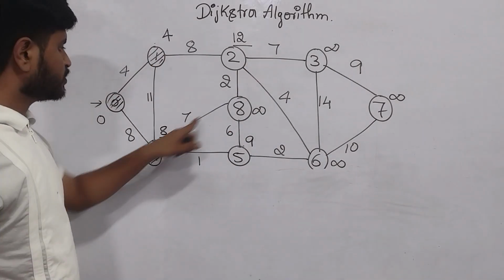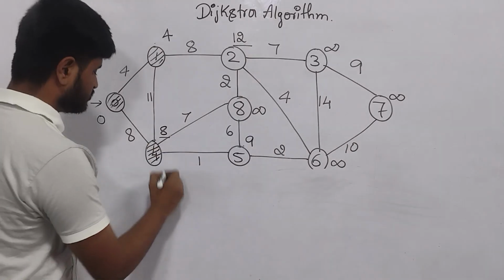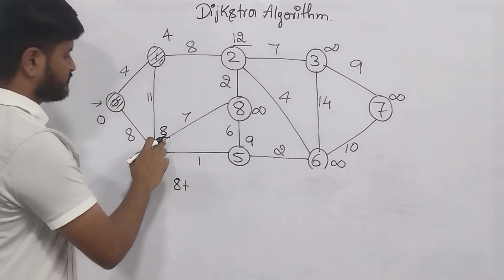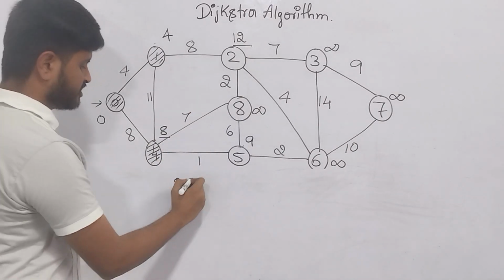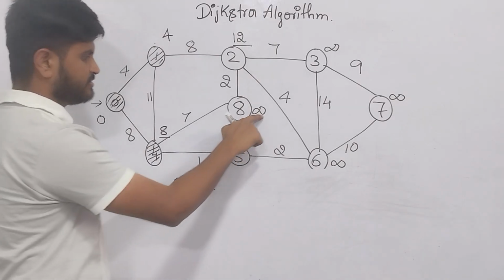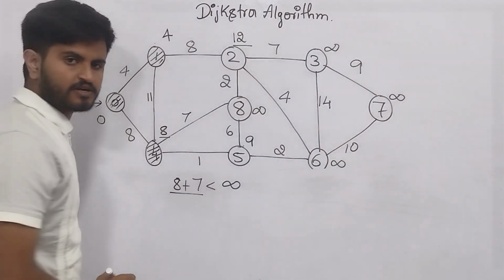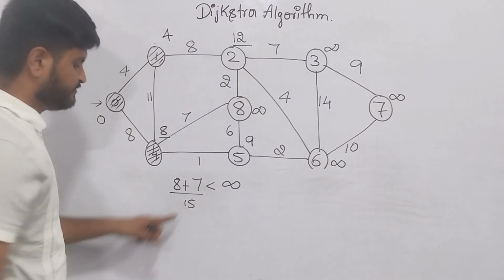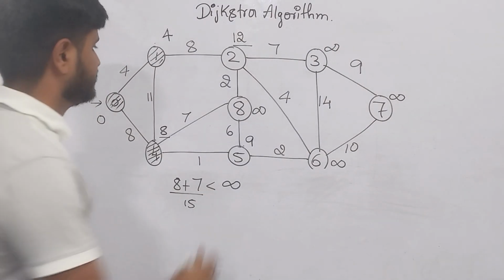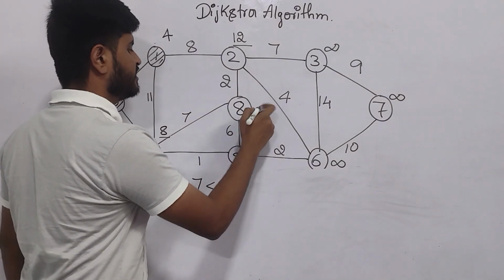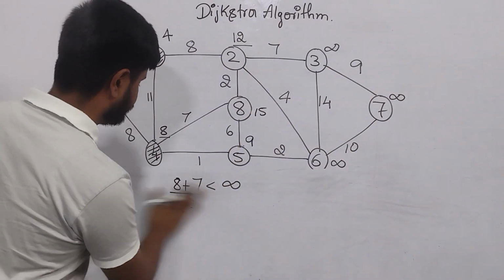Now I can move from the 4th node to the 8th node. The 4th node value is 8 plus from the 4th node to the 8th node its cost is 7, which must be less than the 8th node's initial value, infinity. 8 plus 7 will be 15. Whether 15 is smaller or infinity? 15. So I will erase infinity and I will write 15.